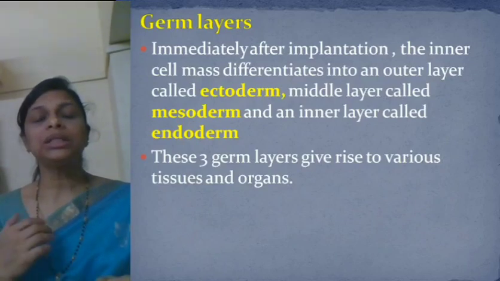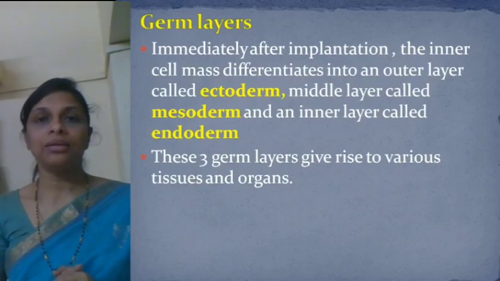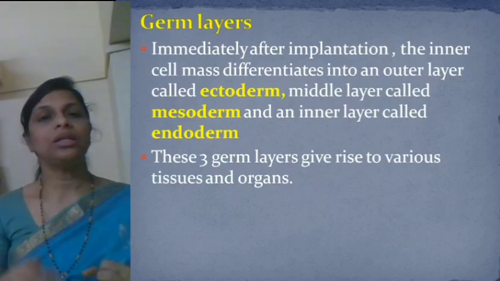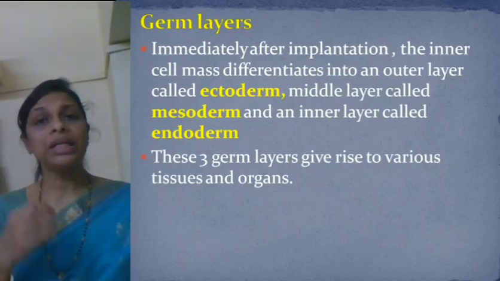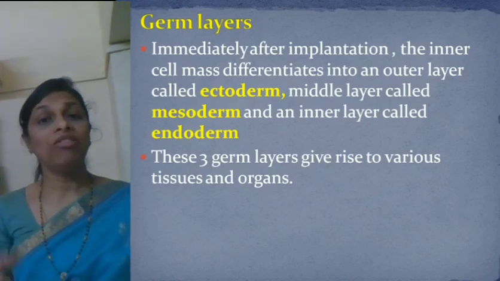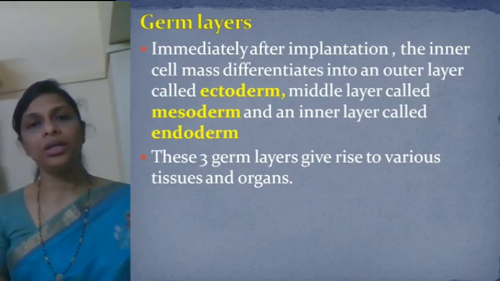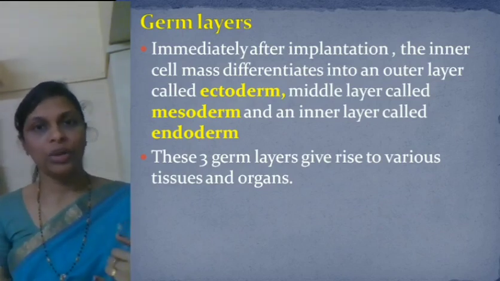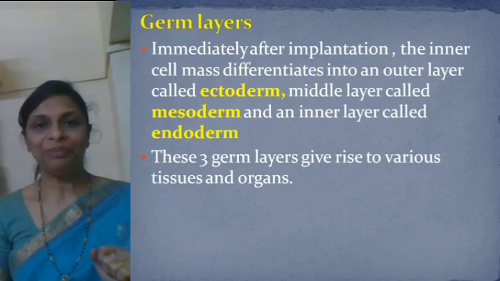Now these three germ layers give rise to various organs and tissues. So in the baby, the different organs and the organ systems are all developed from these three different layers. Which three layers? Endoderm, ectoderm and mesoderm.